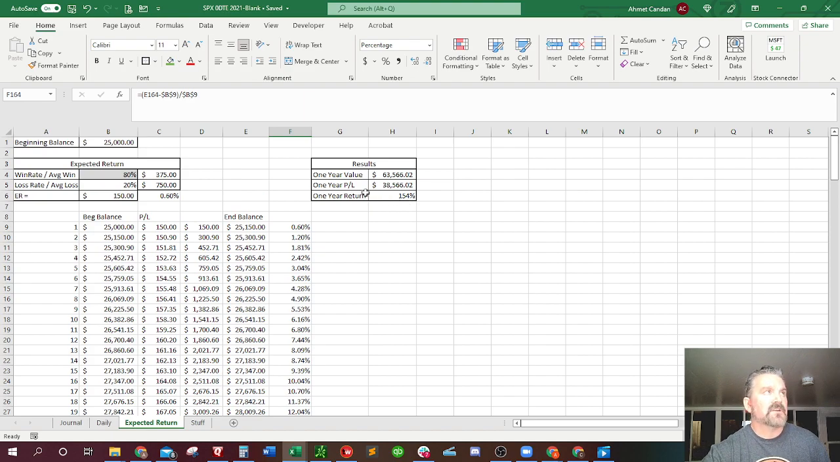So after 1 year of daily returns, compounded, of course, at 0.6%, our ending balance should be around $63,566, giving us a profit of $38,566. Again, that's a 154% return for the entire year, and that's why when I tell people that I make over 150% a year, this is how I arrived there.